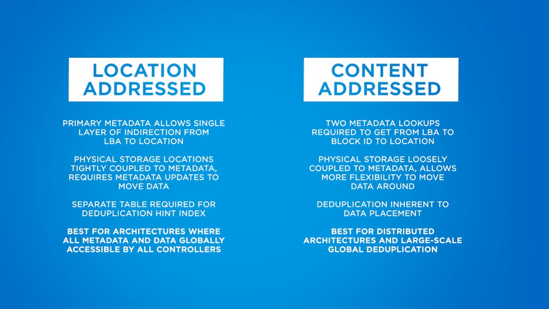The second option, content addressing, requires two metadata lookups, where we go from the LBA to the block ID, and then from the block ID to the physical location on disk. The physical storage is very loosely coupled to the metadata, and this allows much more flexibility and gives us the ability to move data around easily. Deduplication is an inherent part of the data placement process in this solution. It's really best for distributed architectures and for places where large-scale global deduplication pools need to be managed across a cluster of storage.